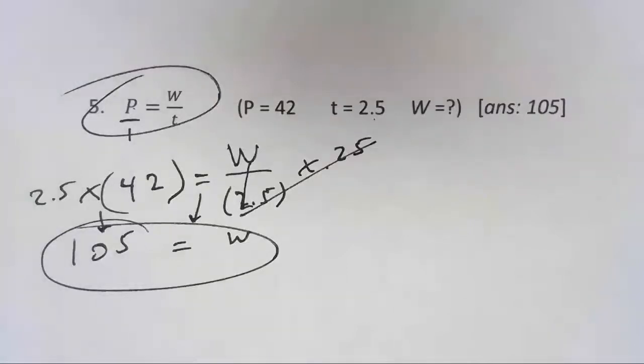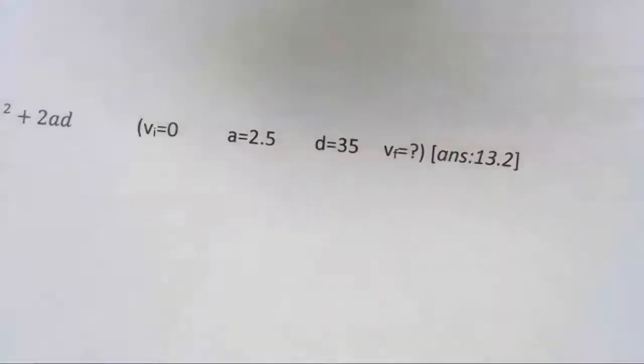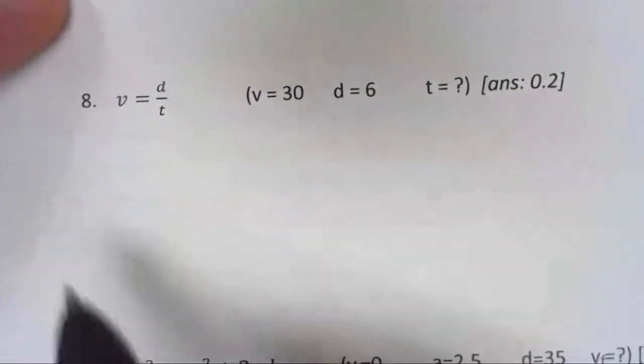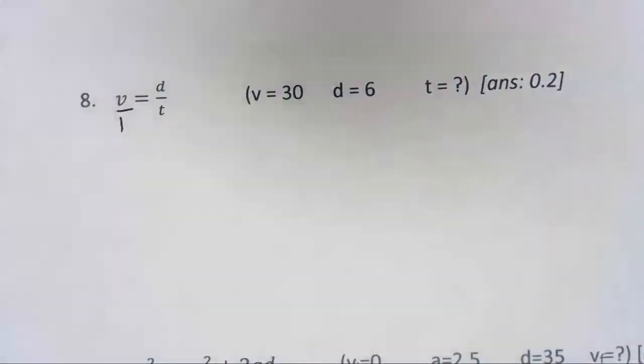Let's look at this one here. I wanted to look at number 8. Remember I told you about a fraction equal to a fraction. Here's another equation like that. We're going to learn this equation very soon: V equals d over t.